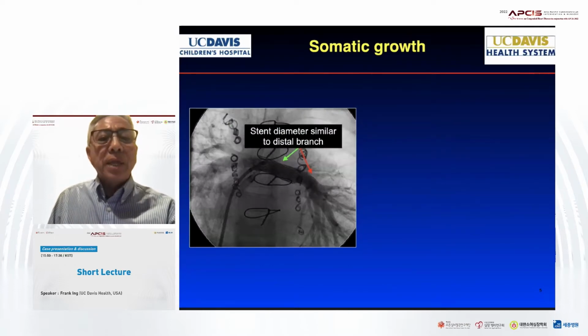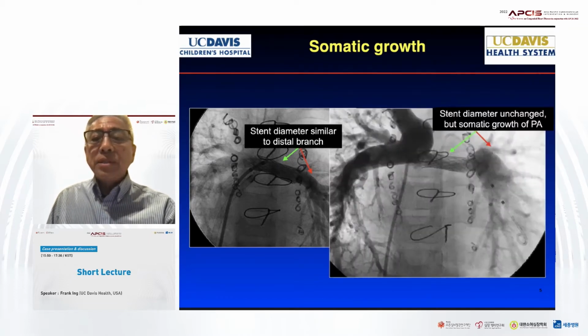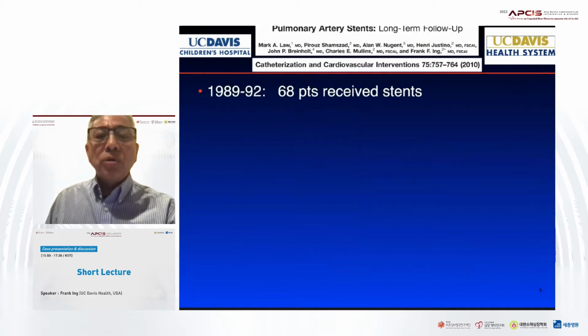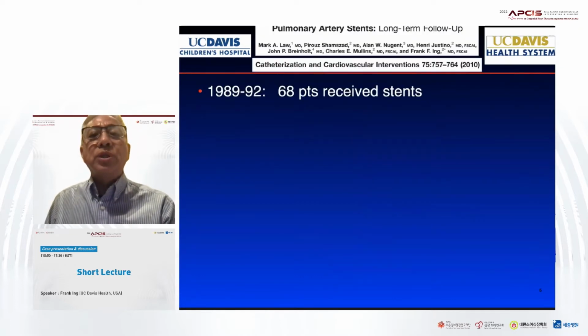Now, this is somatic growth. Now, look at the stent. The stent was dilated to the size of the distal vessel. But a few years later, this is what it looks like. The stent is still the same diameter, but look how much the distal vessels have grown. So, of course, now the stent is the bottleneck, and you have to make that stent bigger to accommodate the growth. To me, this is further dilation, not redilation. So in order to understand reinterventions, we have to think long-term.